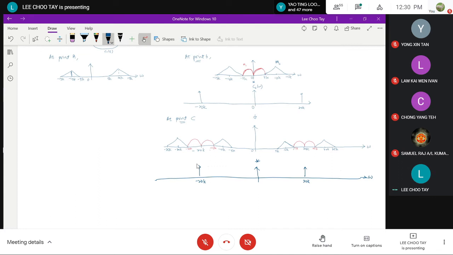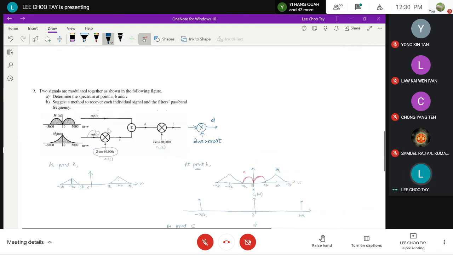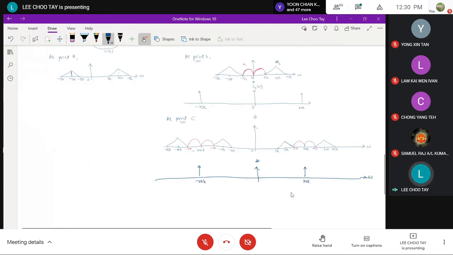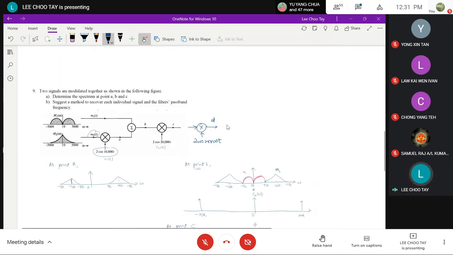How do I know? Because there is no addition of any DC level. So therefore, you can only recover using the synchronous detection method. Synchronous detection method meaning I need to multiply with the local carrier.